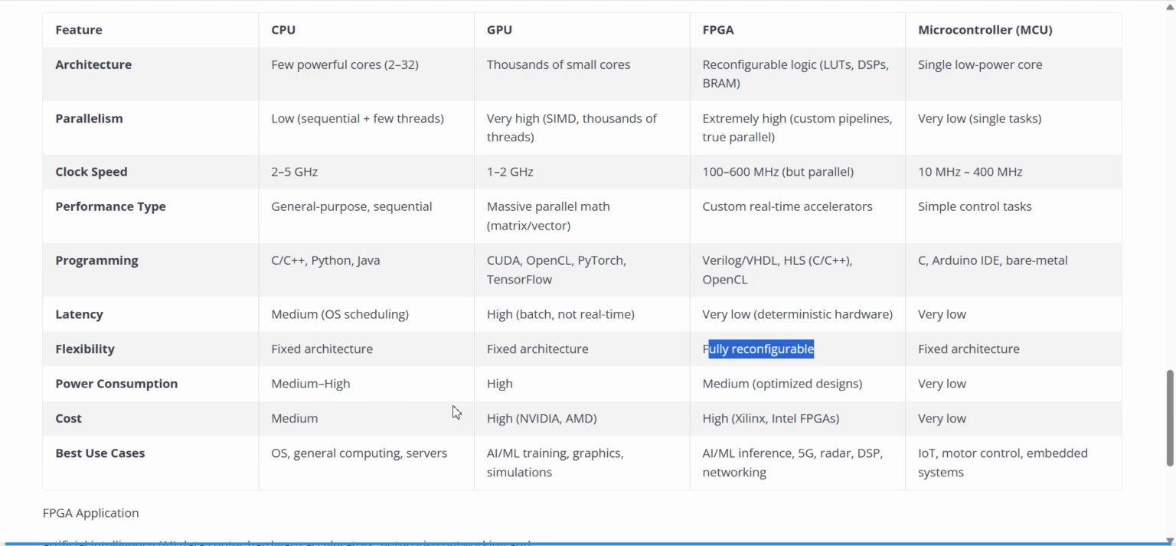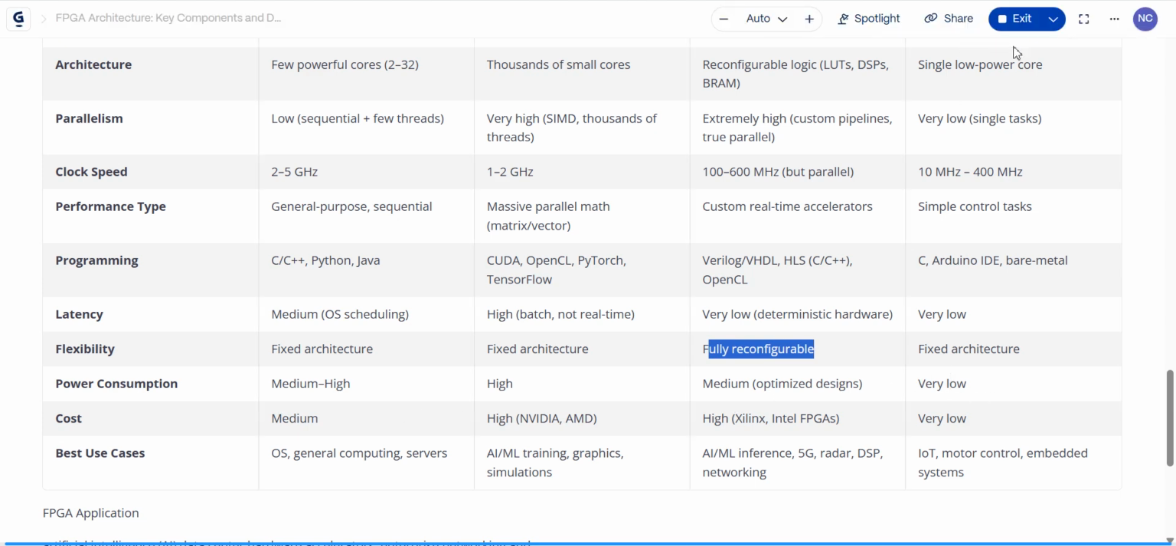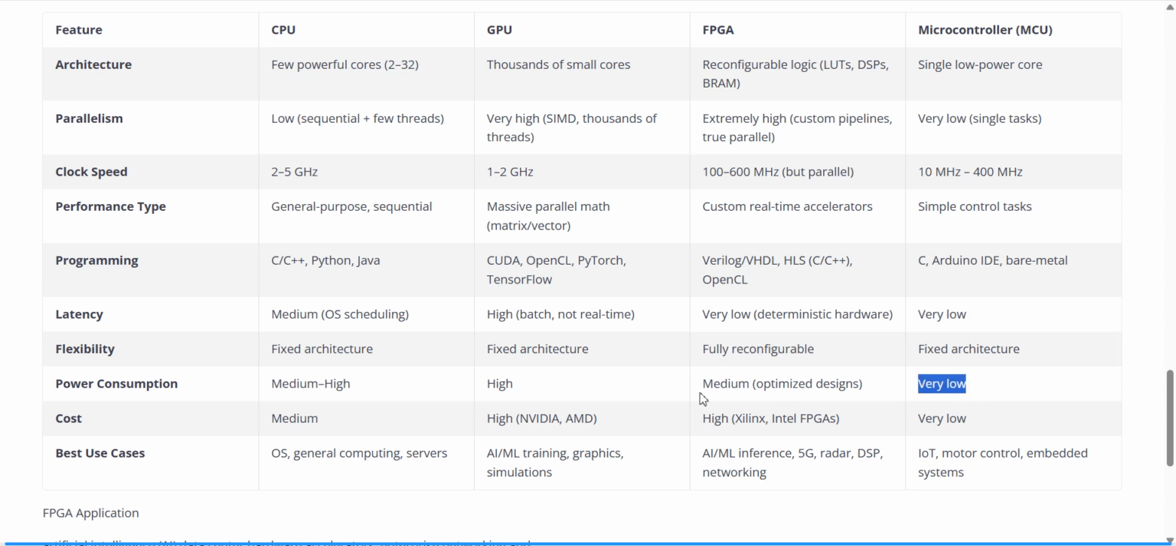Now the power consumption. Very low power consumption by the microcontroller. FPGA has medium because it depends on the optimized design. Whatever you are designing in the language, it will make some of the logic in the gate-level design. So it will take some delay depending on the multiplexers, DSP blocks, and it will depend on your logic and IP cores, whatever you use.